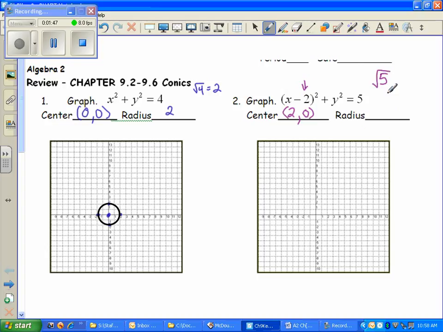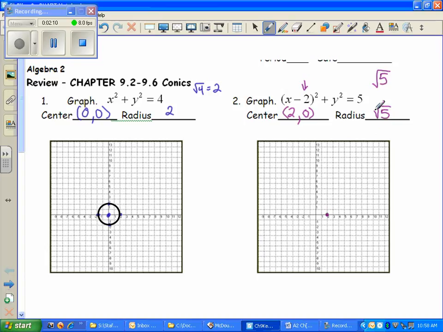The radius on this one, 5, when you square root it, you will not get a whole number. If you want to think about what it's close to, 5 is very close to 4. Square root of 4 is 2. The radius is just over 2. I'm going to put the radius as the square root of 5 just to be exact for this part. To plot the center, I'm going to go to the point 2, 0 and make a dot.